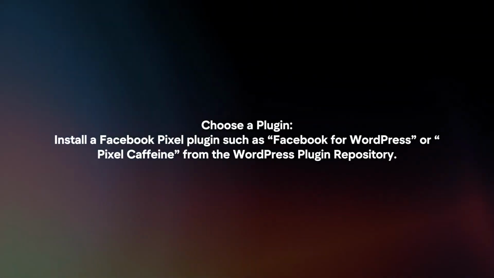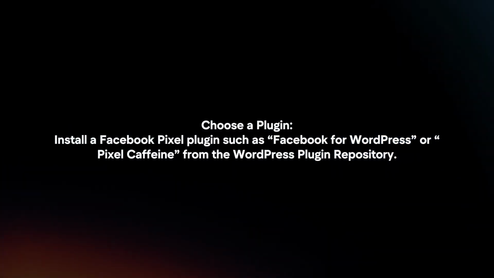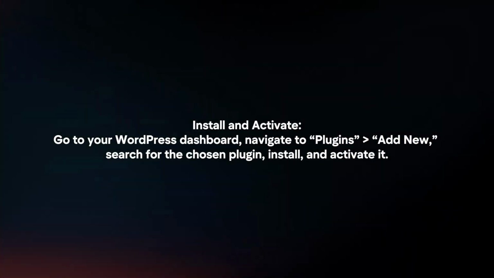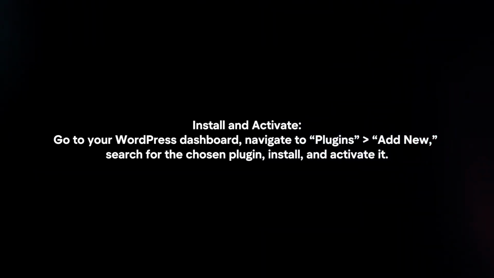Choose a plugin. Install a Facebook Pixel plugin such as Facebook for WordPress or Pixel Caffeine from the WordPress plugin repository. Install and activate. Go to your WordPress dashboard, navigate to Plugins, Add New. Search for the chosen plugin, install and activate it.